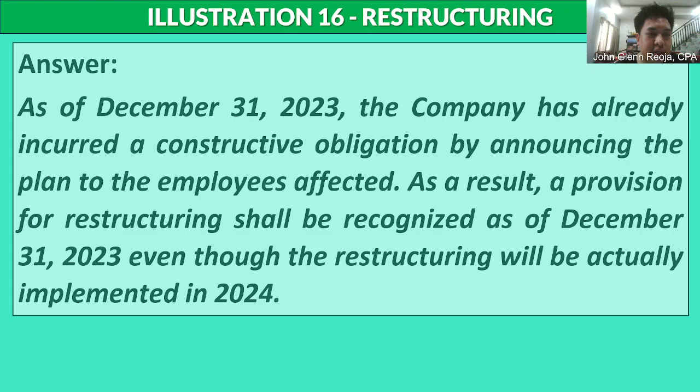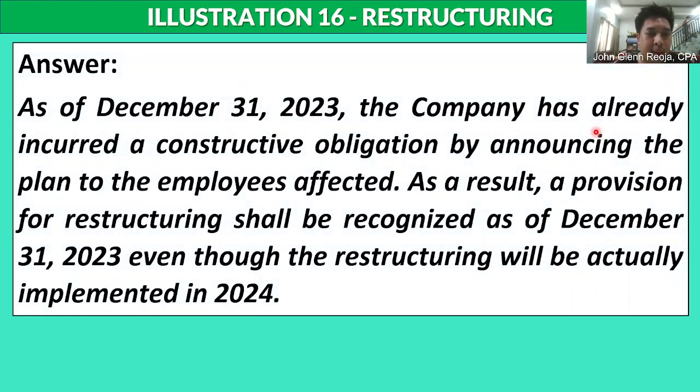As of December 31, 2023, the company has already incurred a constructive obligation by announcing the plan to the employees affected, because they already told the employees. As a result, a provision for restructuring shall be recognized as of December 31, 2023, even though the restructuring will actually be implemented in 2024. So, they already have a liability since they have announced it to the affected employees.